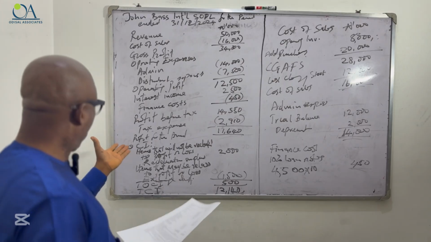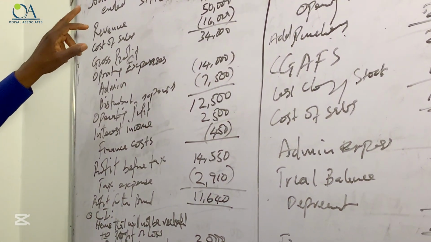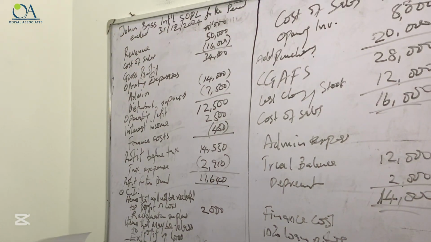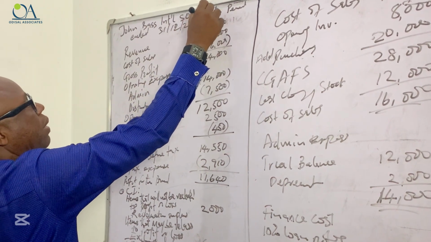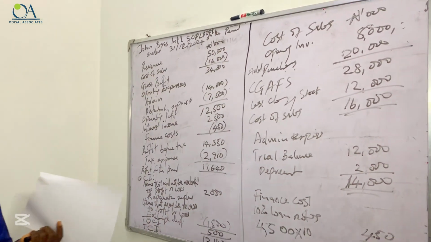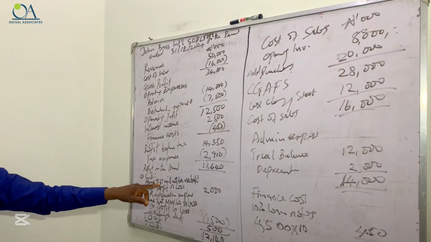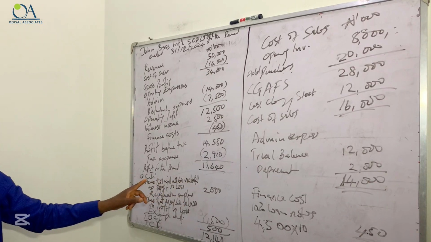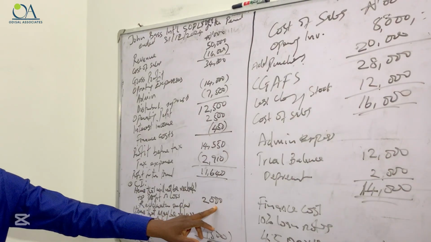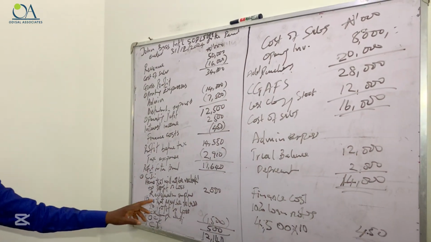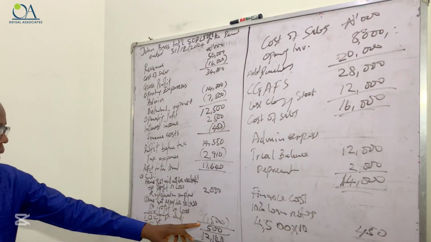Okay, so you go to other comprehensive income, because this should be statement of profit or loss and other comprehensive income. Sorry, I did not include it. So items that will not be reclassified to profit or loss, we have revaluation surplus, 2 million. Then items that may be reclassified to profit or loss, we have 1.5 million.